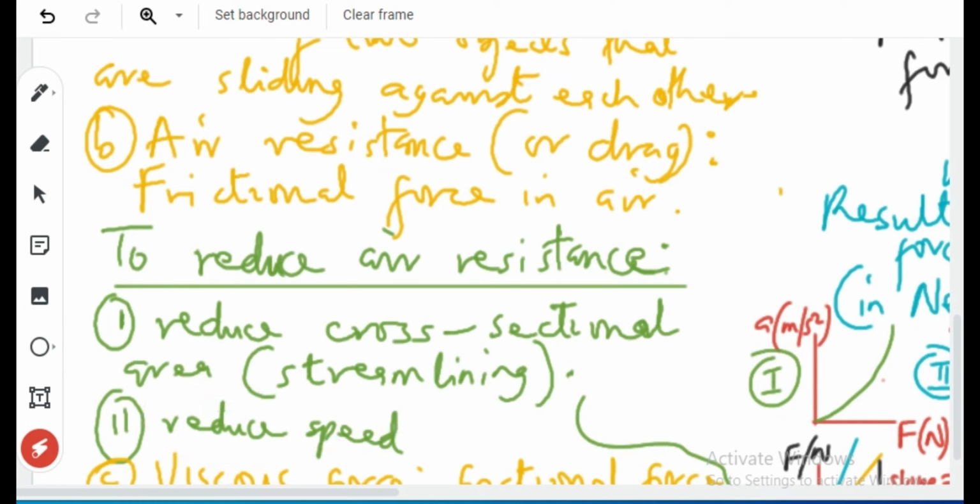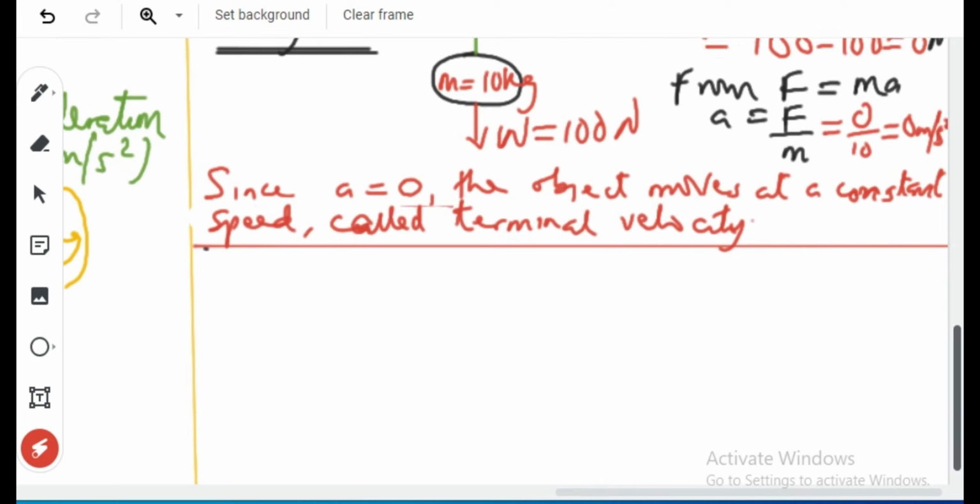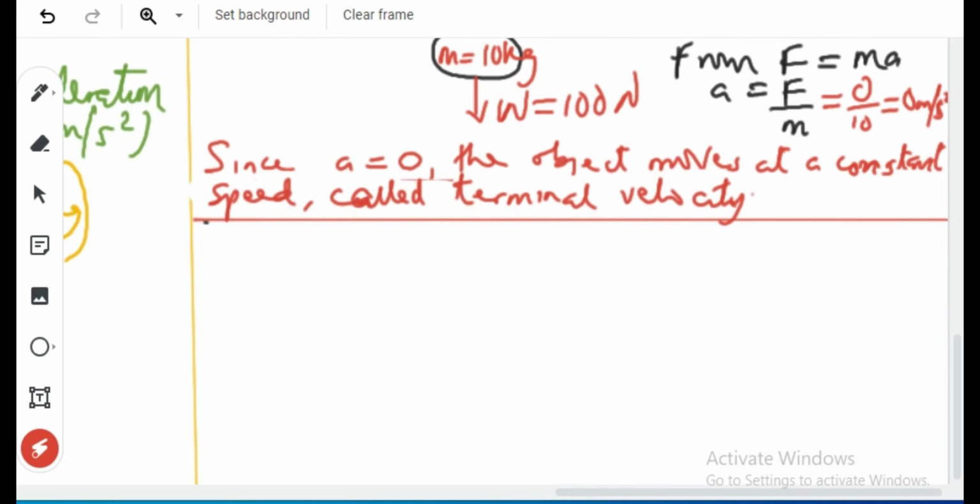So how else can we change the air resistance? We need to change the cross-sectional area. What can we do to the cross-sectional area to increase air resistance? Increase the cross-sectional area. That's why the parachutists will open the parachute. The parachutist has to open the parachute like this.